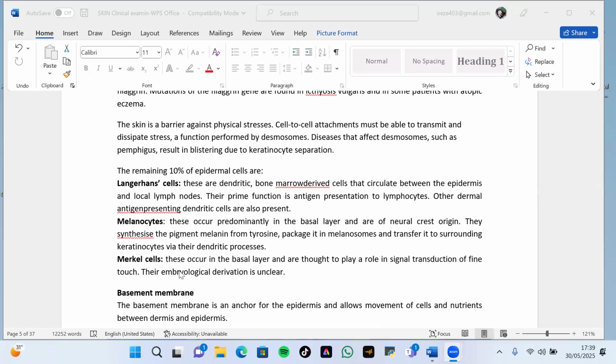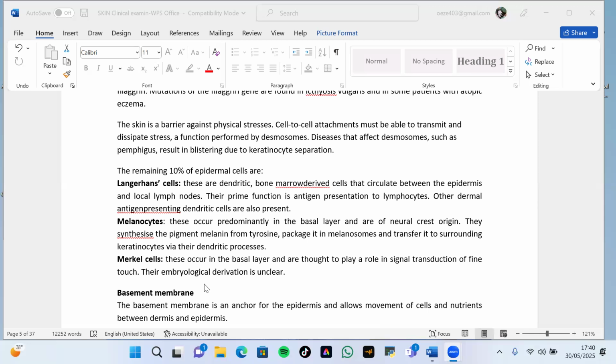Another group of cells found in the epidermis is the melanocytes. These are cells that mostly you find at the basal layer of the epidermis. They are the ones that synthesize the skin color pigment known as melanin. They synthesize it from tyrosine, which they now transfer to the keratinocytes. So the actual melanin production is done by the melanocytes, which is now sent to the keratinocytes.